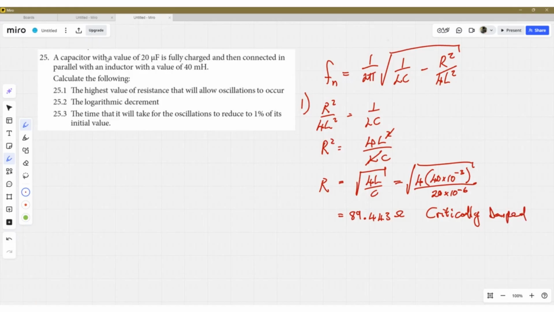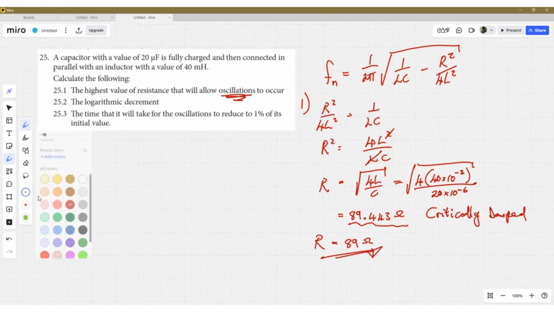Now, if we read our question, we want the highest value of resistance that will allow oscillations to occur. This means that we just want a slightly underdamped system. The methodology in the textbook is that we round this number down and get rid of the decimals. So your final answer would then be 89 ohms.